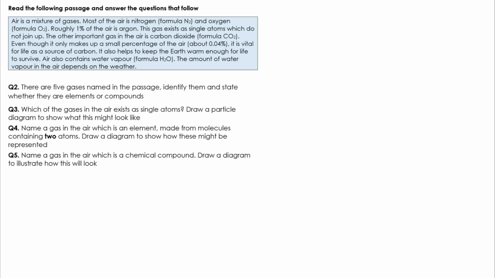More questions here. And now let's review the answers. So 5 gases named in the passage. Identify them, state whether they are elements and compounds. Well, I've highlighted them as well. The one that stands out here is water. We often think of water as a liquid, but it does state very clearly here that it's water vapour. And there is water vapour as a gas in the air around us.